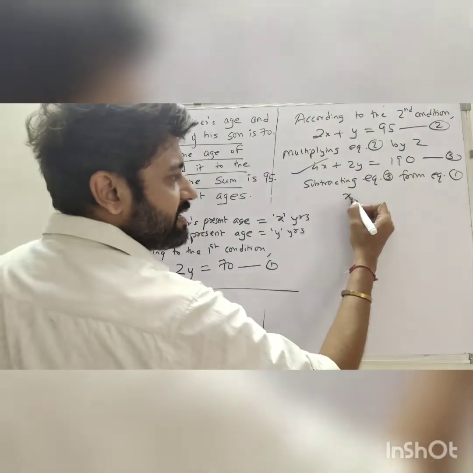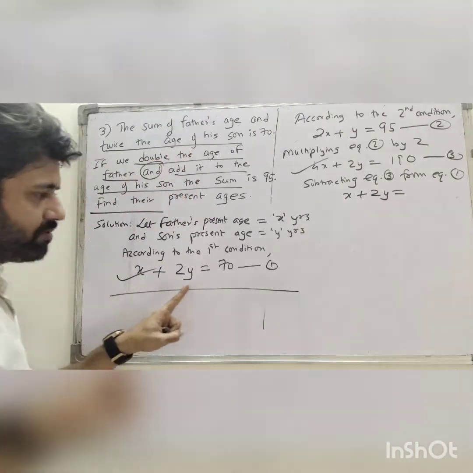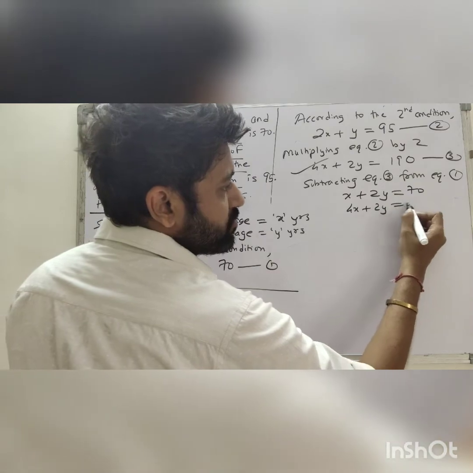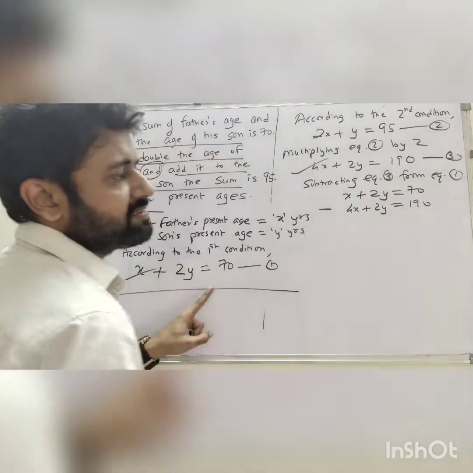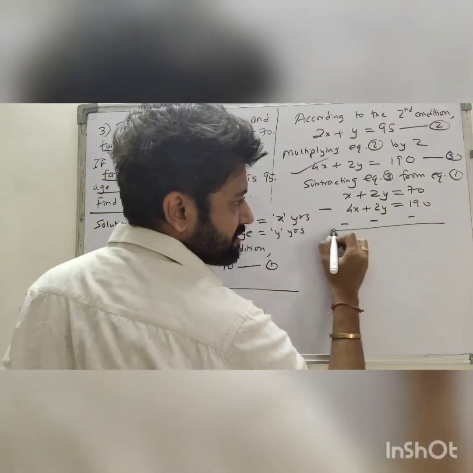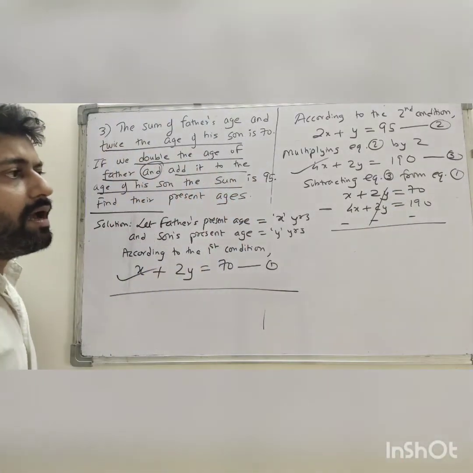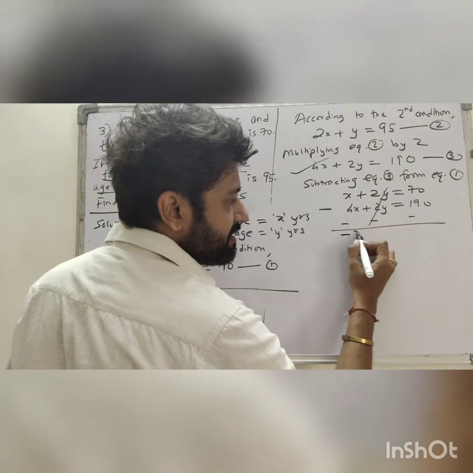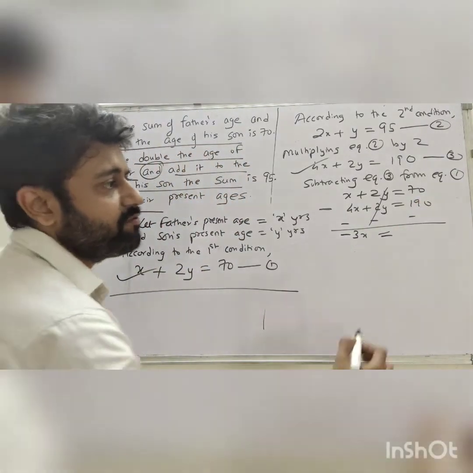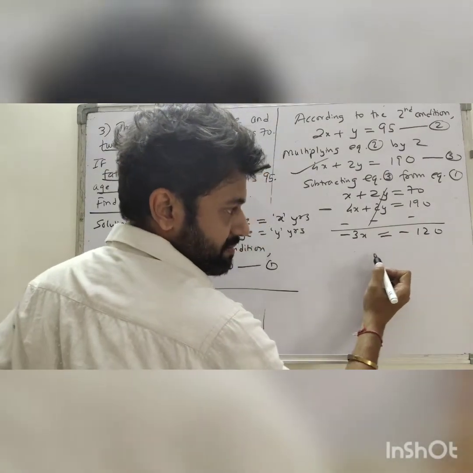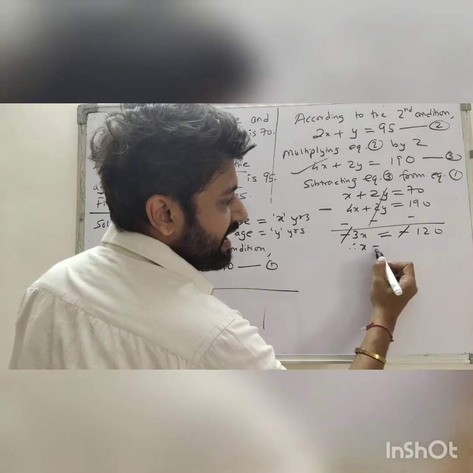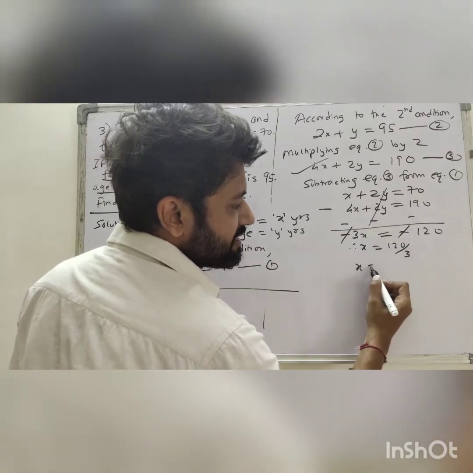I get x plus 2y is equal to 70, and here I get 4x plus 2y is equals to 190. When I subtract, I have to put a minus sign here. Plus ke neeche minus, plus ke neeche minus, plus ke neeche minus, and this gets cancelled. x minus 4x is minus 3x is equals to 70 minus 190 will give you minus 120. Sign of the greater number. Minus minus gets cancelled. x is equals to 120 upon 3. x is equals to 40.